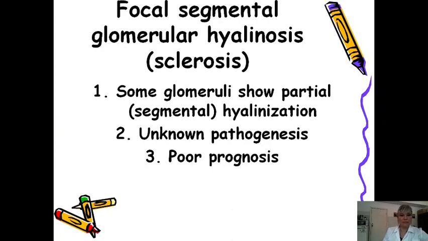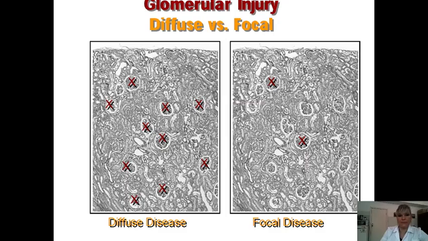The next disease of nephrotic syndrome is focal segmental glomerular hyalinosis or sclerosis. Focal and segmental. We see segmental affection, some glomeruli only partially affected, and partial defect in the affected glomerulus. We see hyalinosis and sclerosis. Pathogenesis unknown and poor prognosis in this.